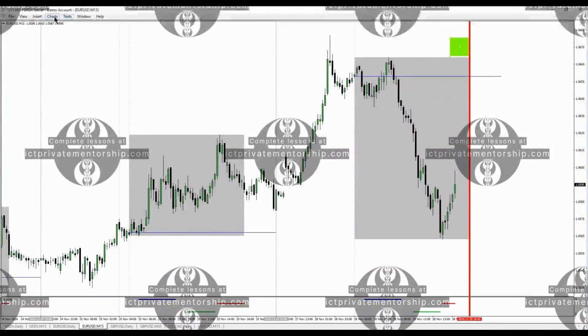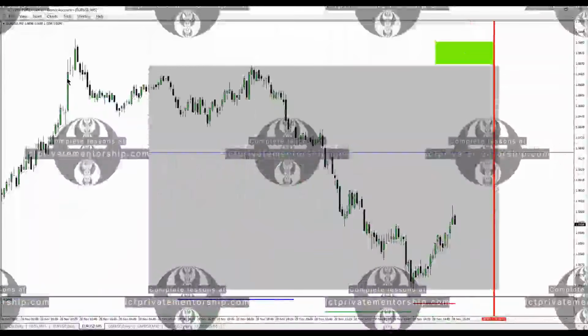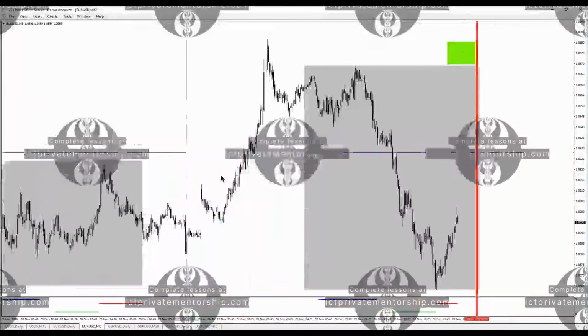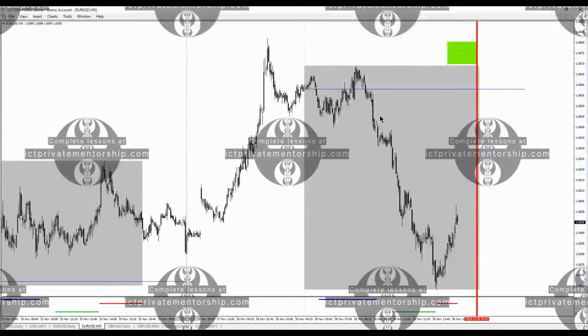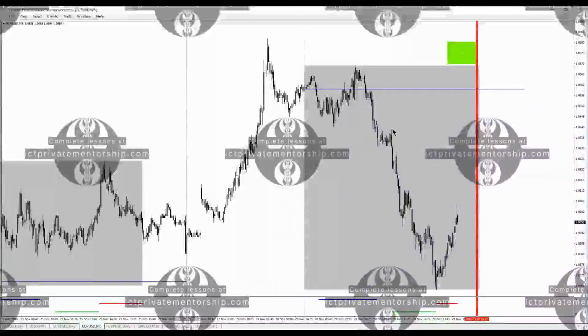If we go into a 5-minute chart, okay, here's a 5-minute chart of the Euro Dollar for today. Every time price retraces, it creates an opportunity to be a seller again. Every single time it retraces, it gives you an opportunity to be a seller. Every time it gives you a retracement, it's a time to be a seller.